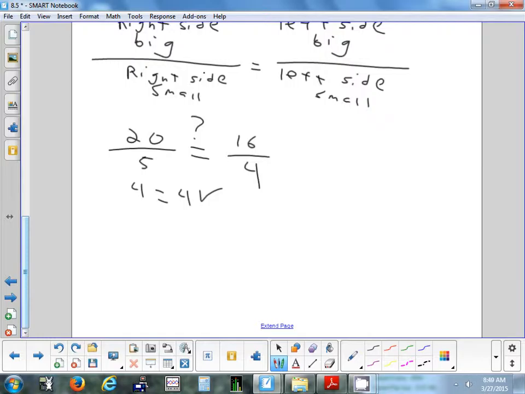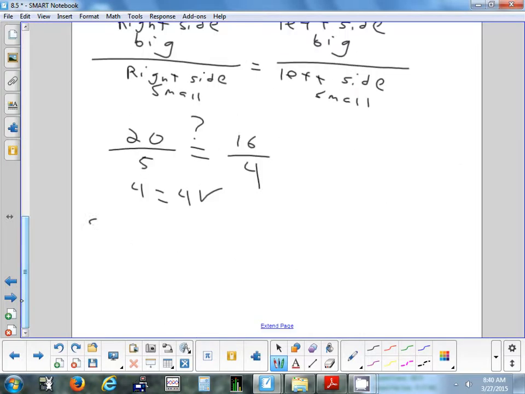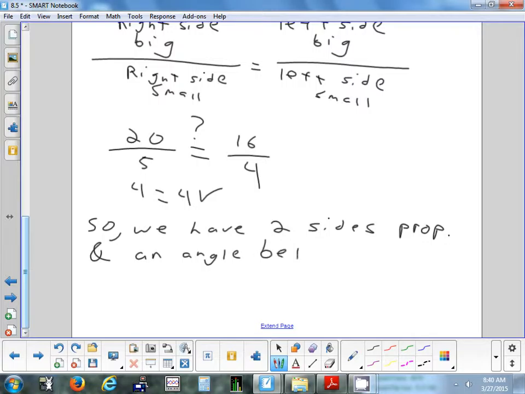We showed that we had a congruent angle by the reflexive property. So these triangles are similar by side angle side. So we have two sides proportional and an angle between, I use the word included, but the angle between the sides, congruent.